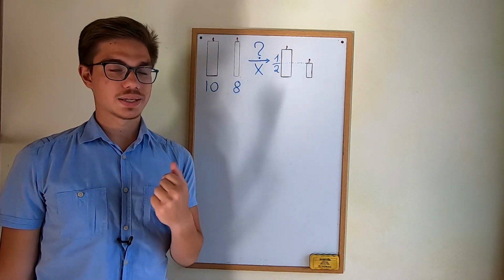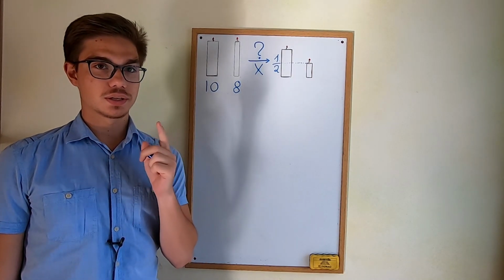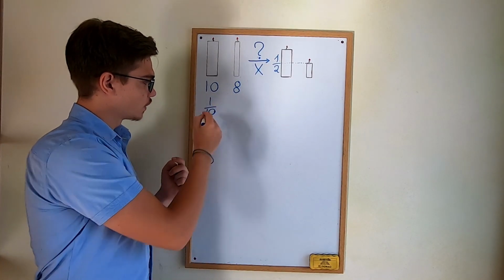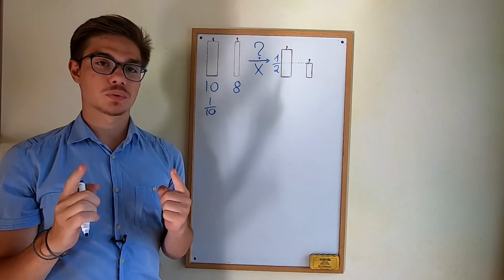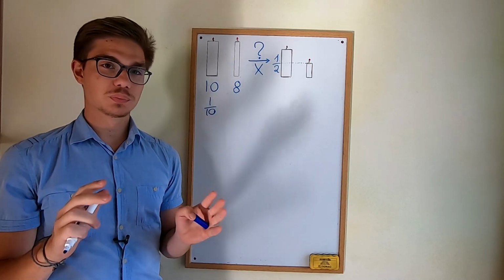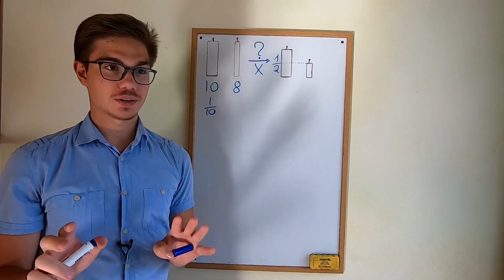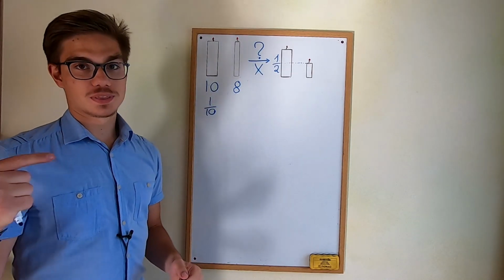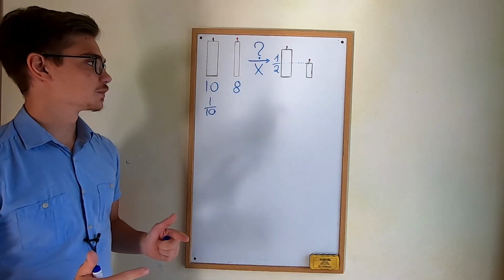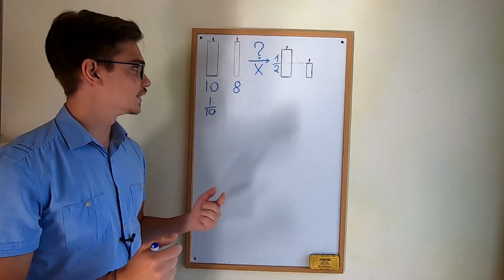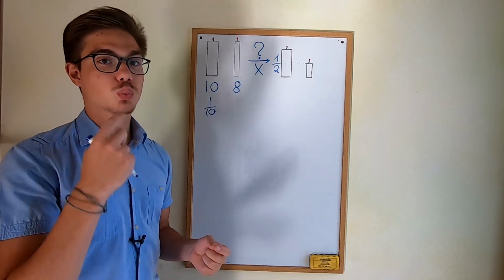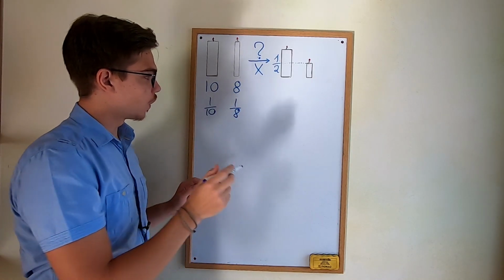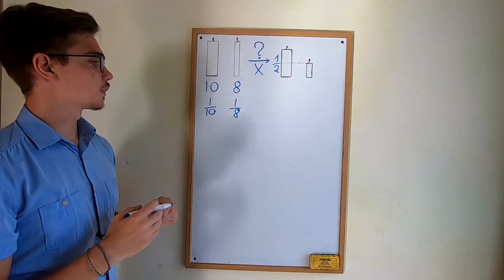If it burns in 10 hours, then it burns 1/10 of its length in 1 hour. Now we assume that it burns at a constant rate. I hope this is pretty clear because this is a candle. So the second candle is the same. If it burns completely in 8 hours, then in 1 hour it burns 1/8 of its height.